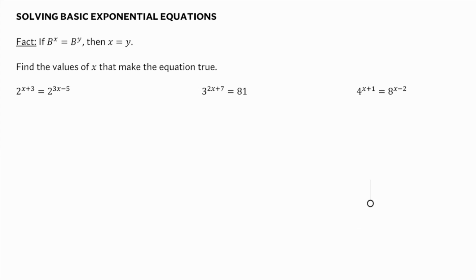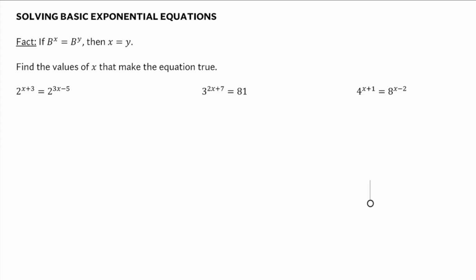Alright, now for kind of a brief interlude, we're just going to solve a couple of basic exponential equations. This was something we needed to do today, but I didn't really know where to fit it in, so I figured I'd just put it right in the middle, just kind of give you a break and give you something more familiar.